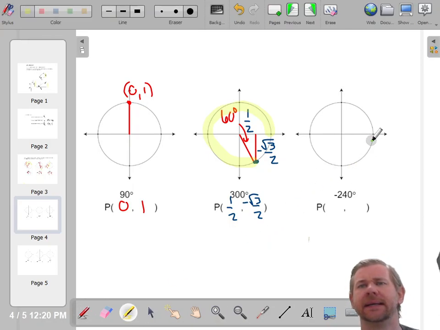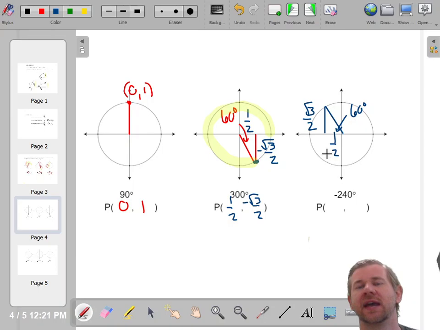240. All right. So let's see. This would be negative 90. This would be negative 180. I need to go 60 more than that. So 60 degree reference angle in the second quadrant. This is 60. So across from 60 is the long leg, and across from 30 is the short leg. Again, x is negative in the second quadrant. So negative 1/2, positive radical 3 over 2.